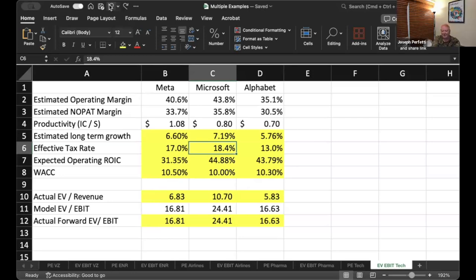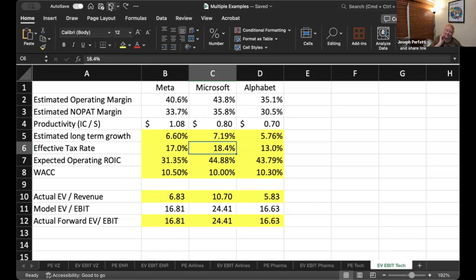Remember when I showed you that table before the break and I said permutations? This is an example of permutations. Alphabet basically has slightly lower growth but slightly higher spread. Meta has slightly higher growth at slightly lower spread. They kind of end up pretty close to the same point at the same level of risk. 10.3, 10.5 WACC, pretty simple. So you can get to the same multiple with slightly different growth and ROIC combinations, and Meta and Alphabet are fairly similar in that way, but they get there slightly differently.